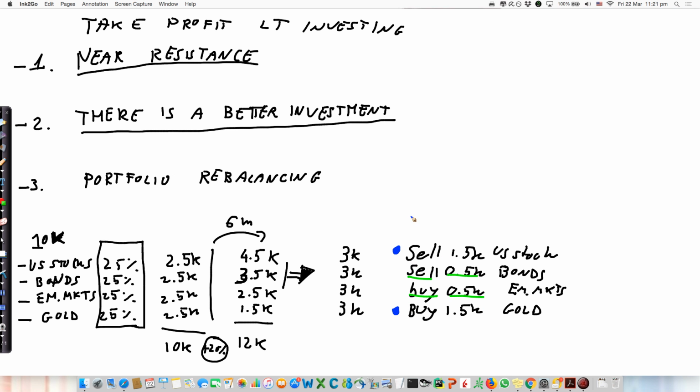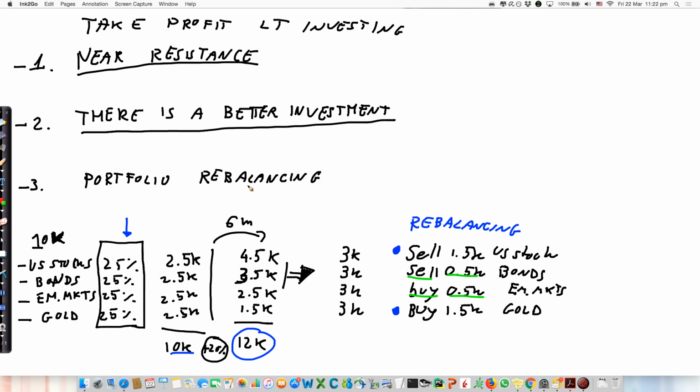So when you do this operation that is called rebalancing, then you get a portfolio. Of course, now the total value is 12k instead of 10k, but the proportion is the same as before. So that's the idea of portfolio rebalancing. So let's just recap these three techniques. Number one, we can sell near the resistance. And I show you with the example of the chart before what it means.